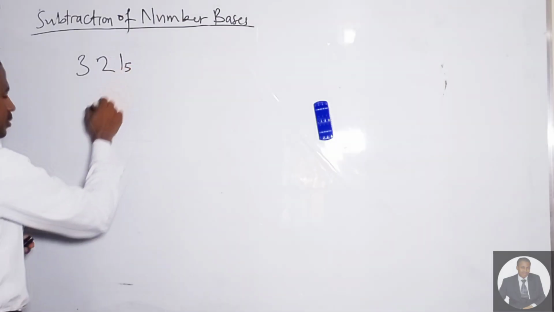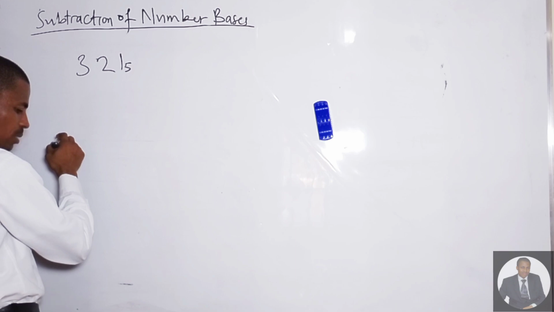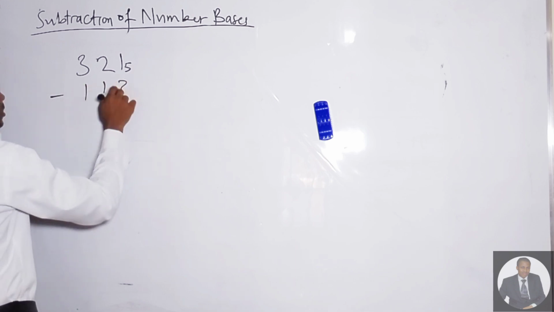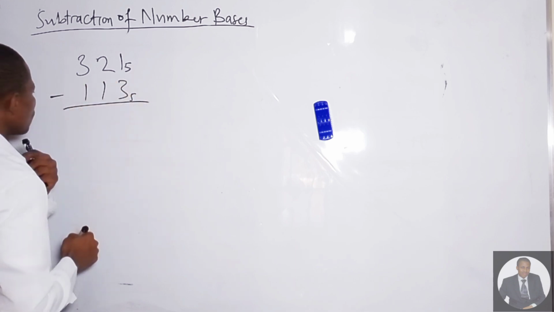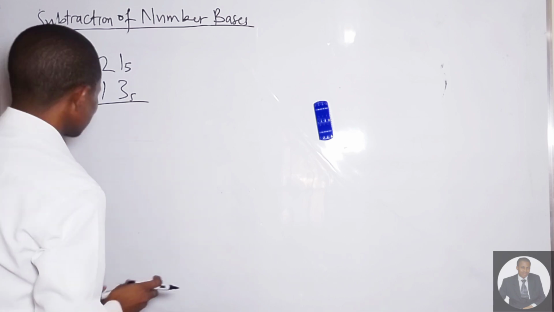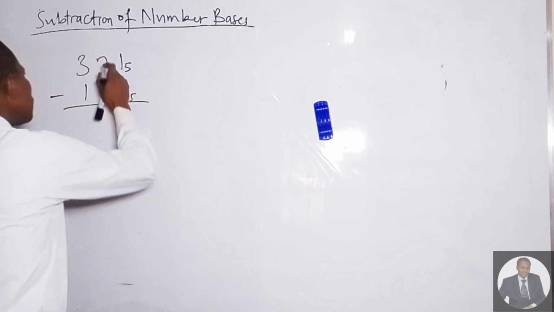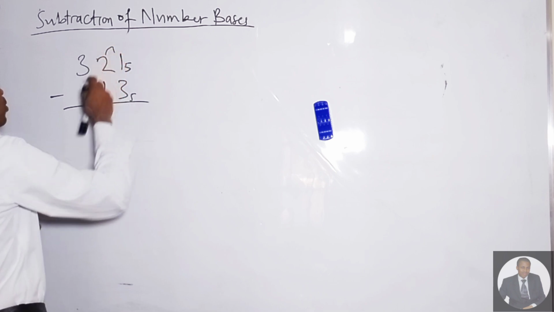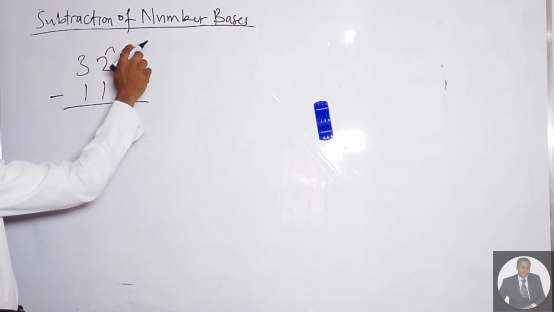321 base 5 minus 113 base 5. What we will do here is it's not possible for us to subtract 3 from 1. So we are going to borrow 1 from here. The one we are borrowing will represent 5.